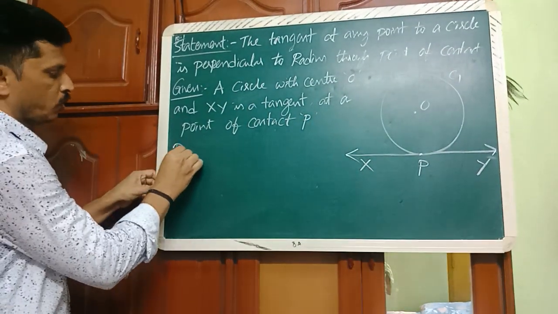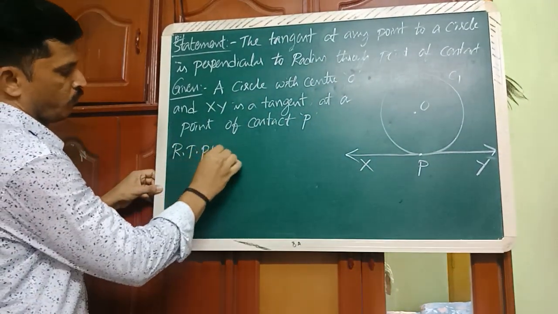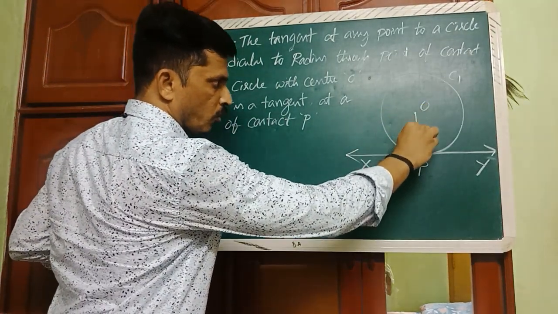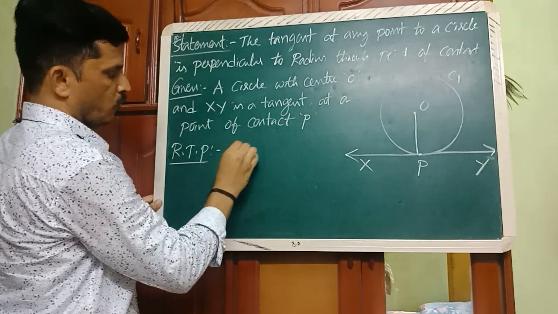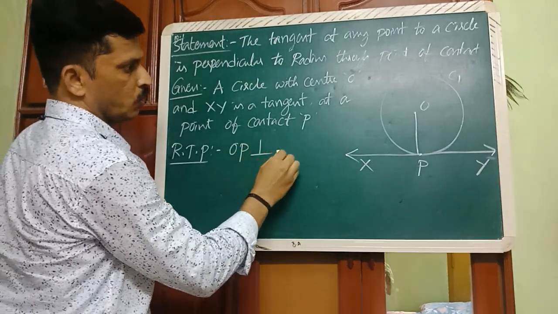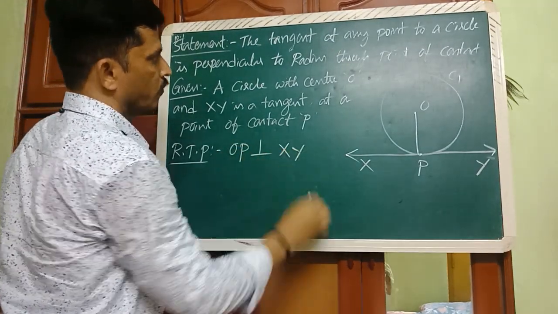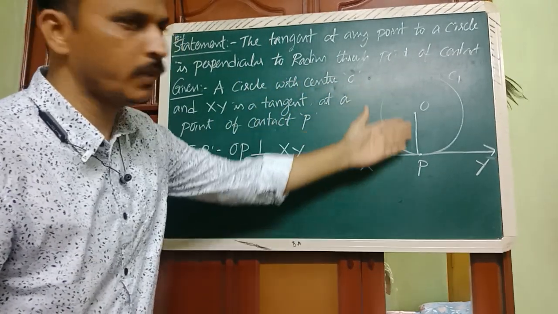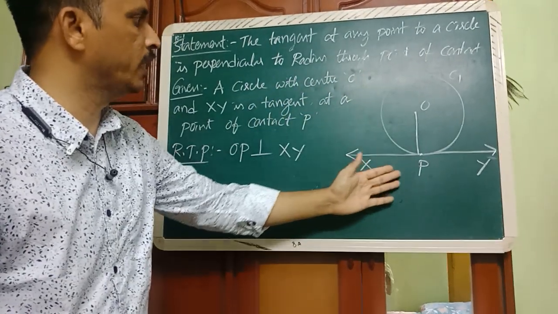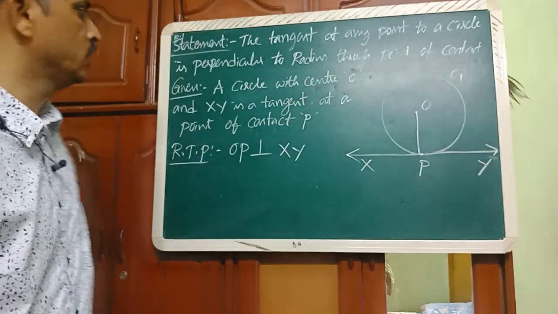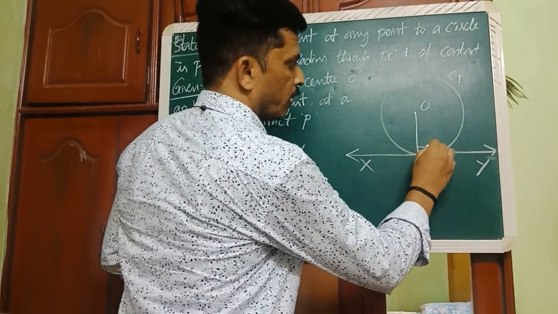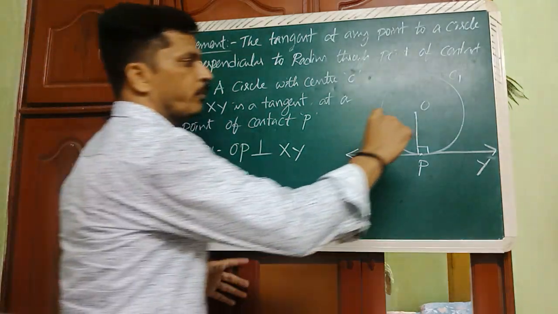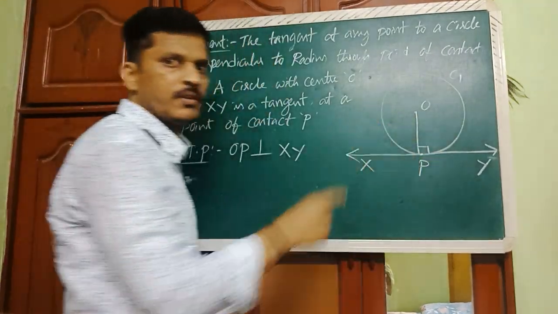So what do you have to prove? This OP is perpendicular to XY. It is perpendicular to the radius: OP is the radius, perpendicular to the radius through the point of contact. So we have to show OP is perpendicular to XY. Otherwise, OP is the shortest distance to tangent XY.